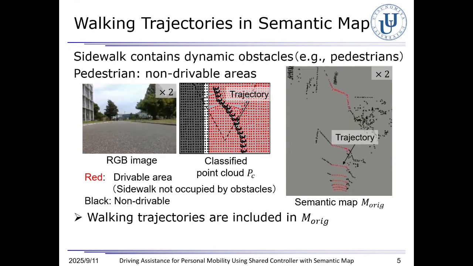To address this issue, pedestrians are detected via point clustering, and their corresponding point clouds are excluded from the online SLAM process.